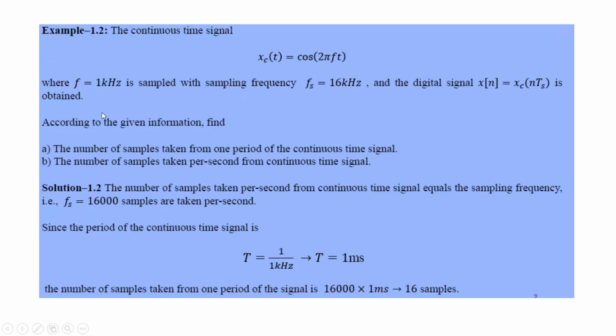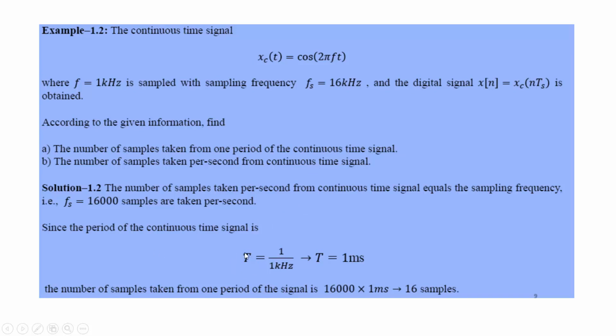Now, these are some more examples. The continuous time signal given is cos 2 pi f t, where f is 1 kilohertz, with a sampling frequency of 16 kilohertz, and we need to sample it. According to the given information, we need to find the number of samples taken from one period of the continuous time signal. So we have to use the formula.